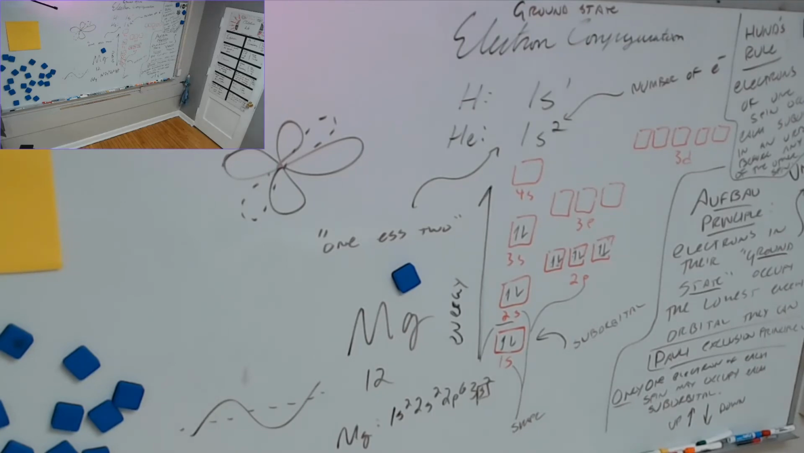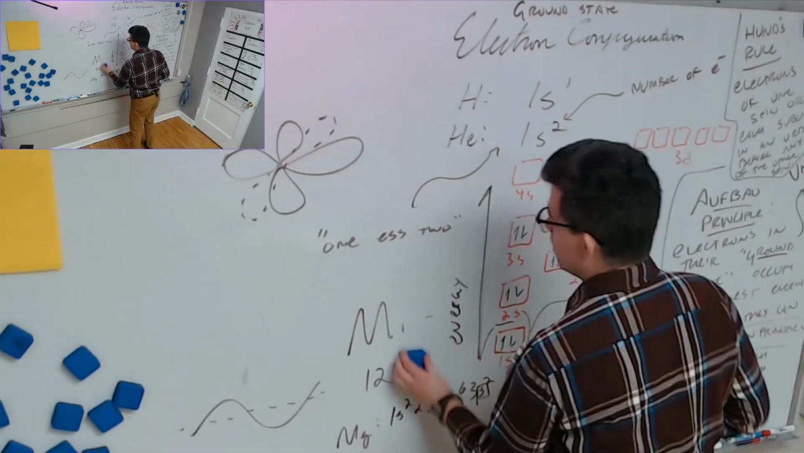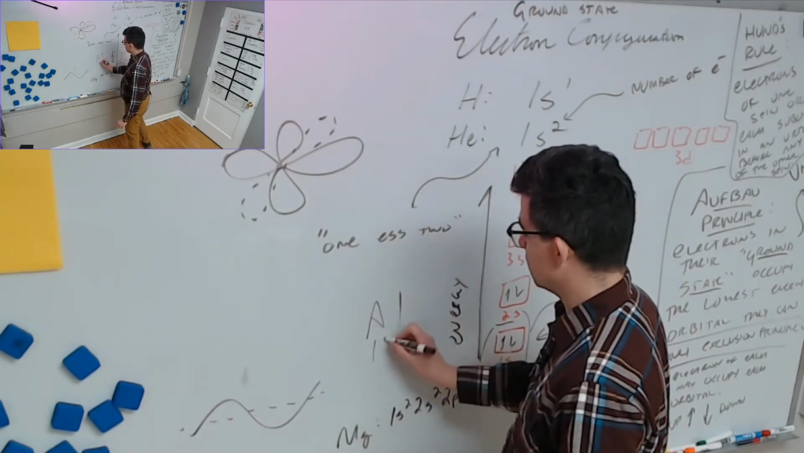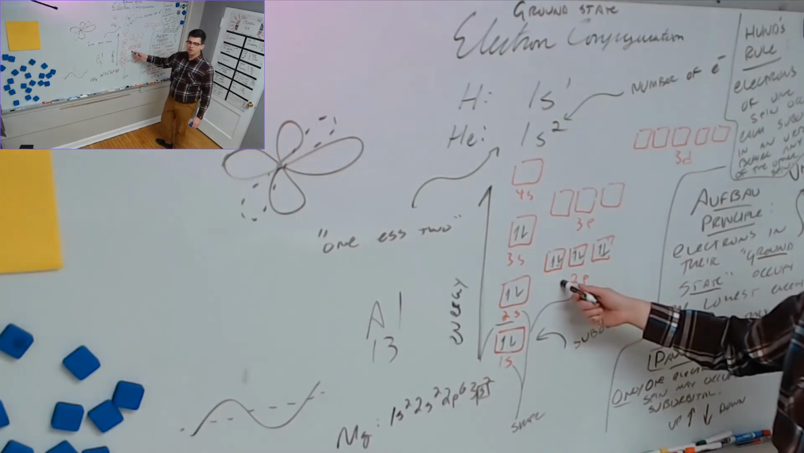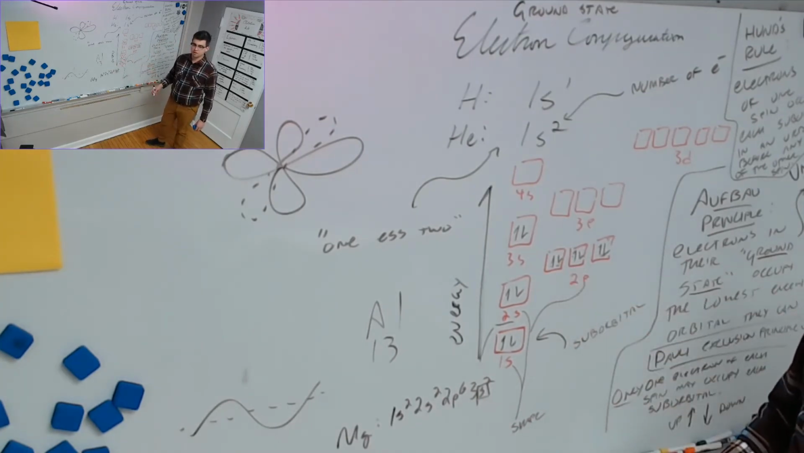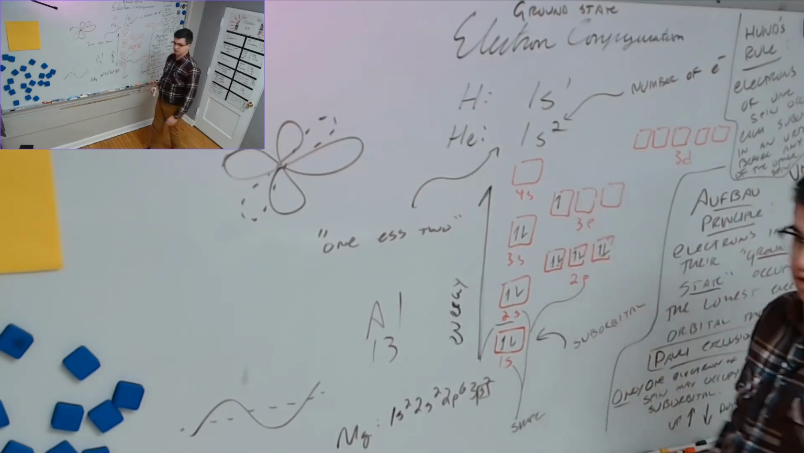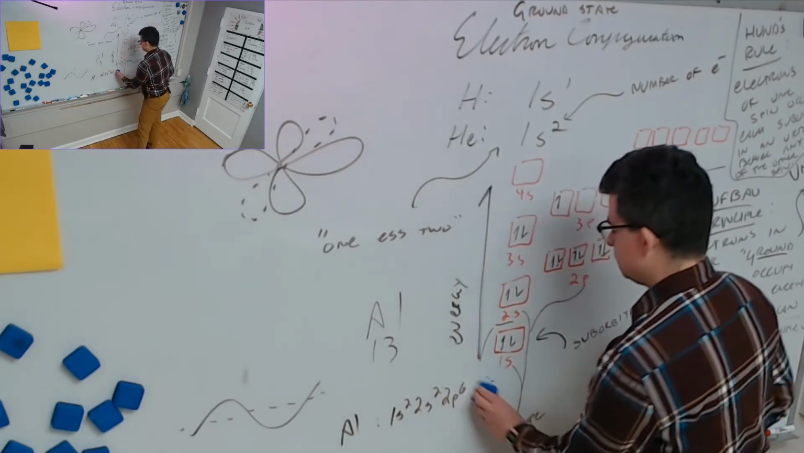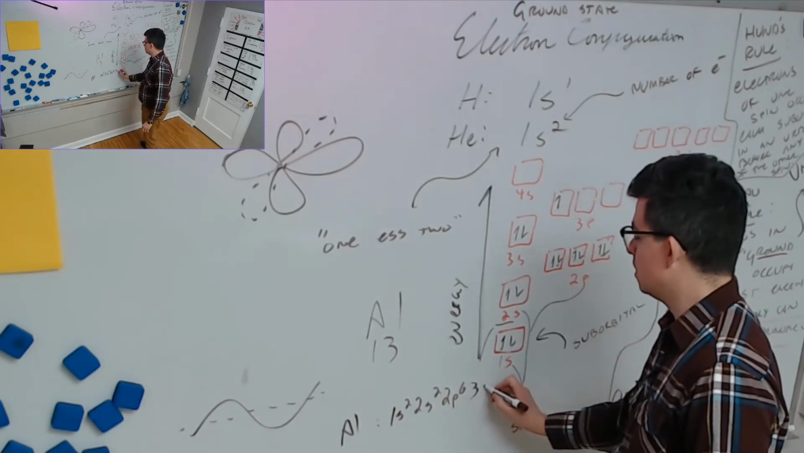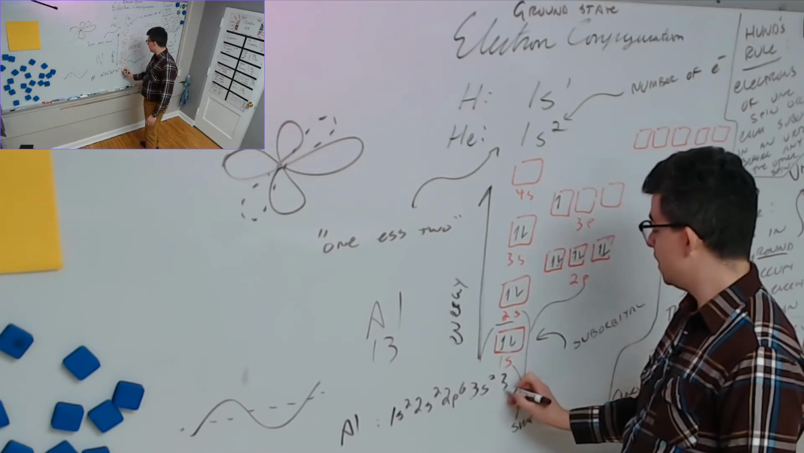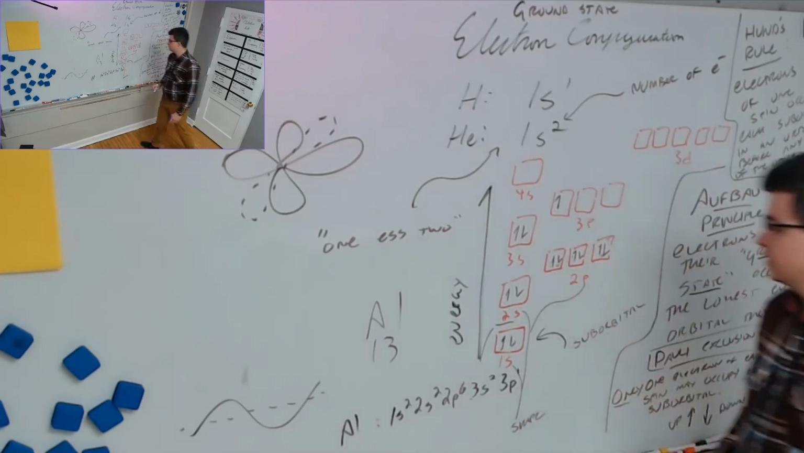Let's do aluminum. You'll notice it's the one right after magnesium. So aluminum, atomic number 13, has how many electrons? 13. What am I going to do? Without even erasing this, how can I show aluminum now? Just add 1 more electron. Okay, and now aluminum is 1s2, 2s2, 2p6, 3s2, 3p1.